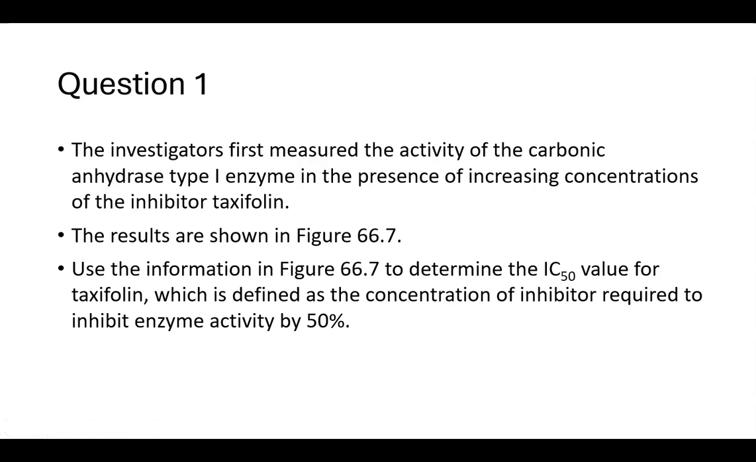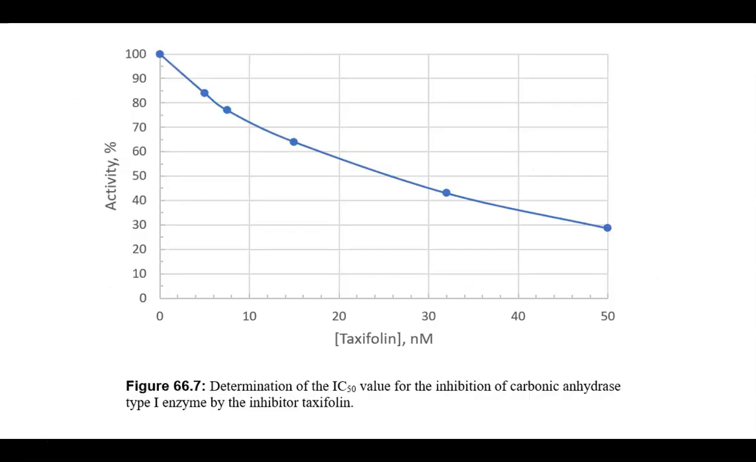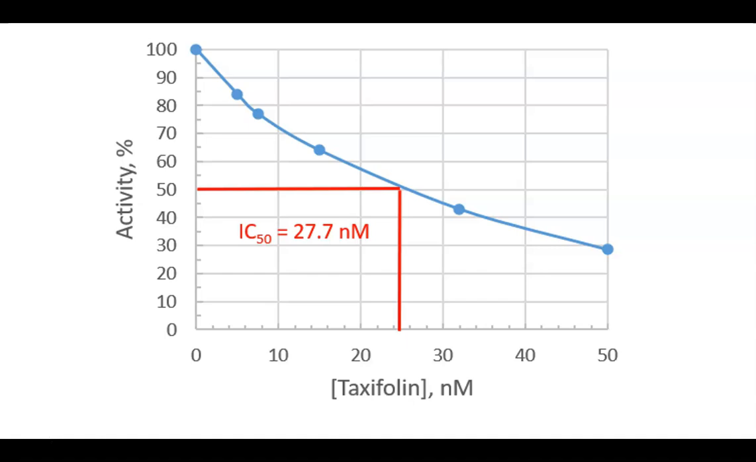In the first question, the investigators measured the activity of carbonic anhydrase type 1 in the presence of increasing concentrations of taxifolin, and they provided a figure like the one I showed you. I plotted it myself in figure 6.7, and you should use this to determine the IC50 value, which is the concentration of inhibitor required to inhibit the enzyme activity by 50%. You just do this graphically. This is activity plotted on the y-axis and taxifolin concentration in nanomolar on the x-axis. If you draw a line over from 50% and drop a line down, you should get the IC50.